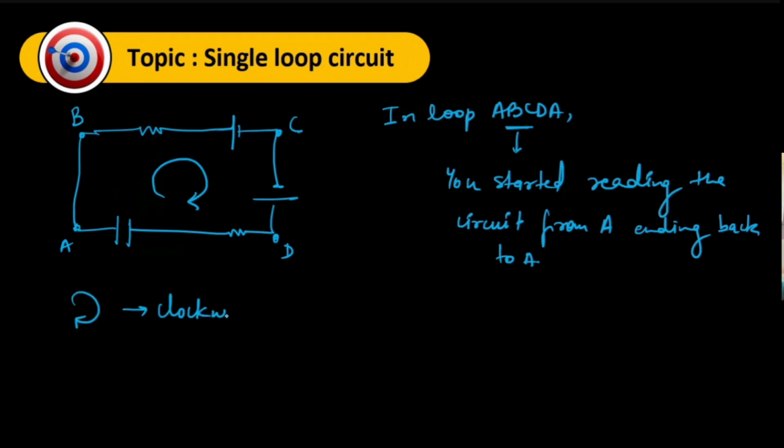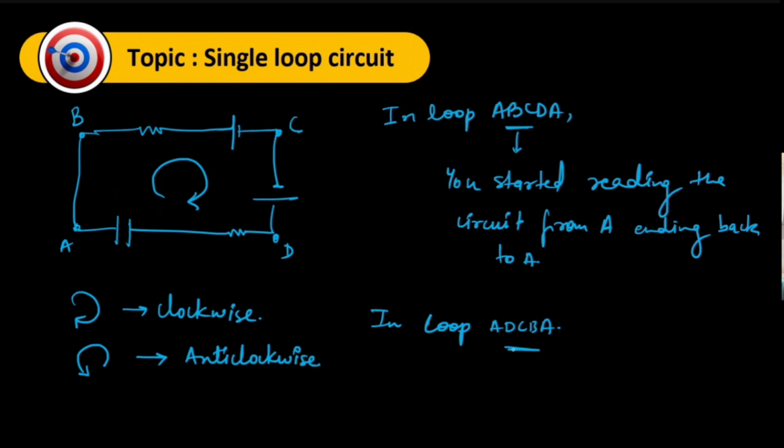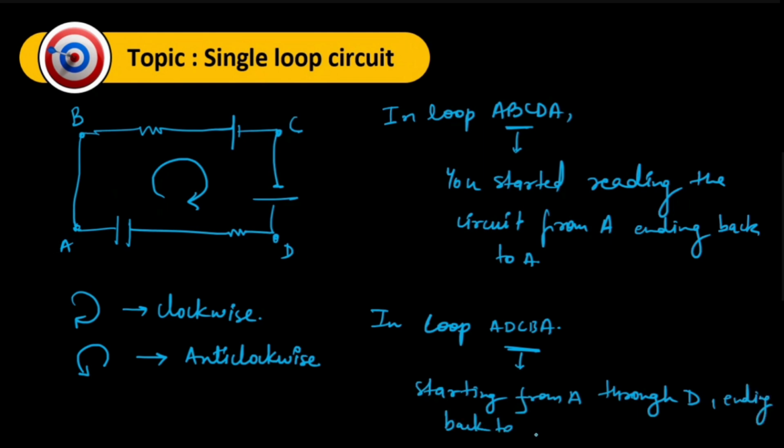Clockwise. And sometimes if the loop's name is A, D, C, B, A, it should be anti-clockwise, starting from A and ending at A, going through D this time, ending back at A. Such loops are called single loop circuits, and we might be solving these circuits in some numericals in order to find the value of the unknown.